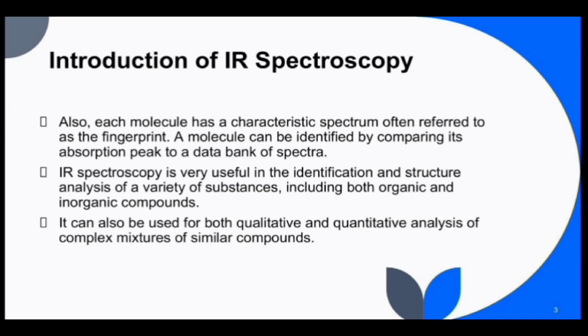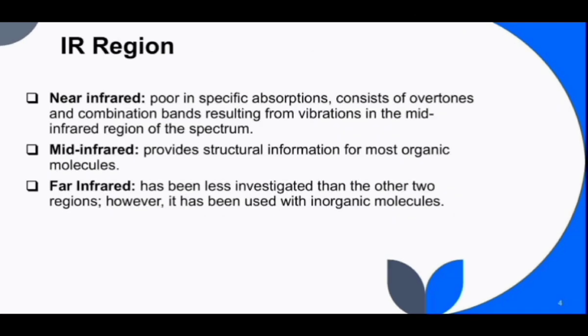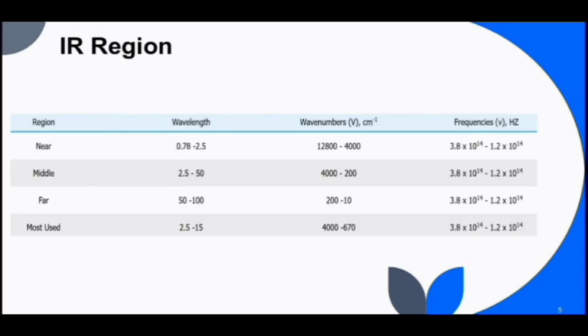inorganic compounds. IR region. Near infrared, poor in specific absorptions, consists of overtones and combination bands resulting from vibration in the mid-infrared region of the spectrum. Mid-infrared provides structural information for most organic molecules. Far infrared has been less investigated than the other two regions. However, it has been used with inorganic molecules. Then IR regions. There are near, middle, far, and most used regions.